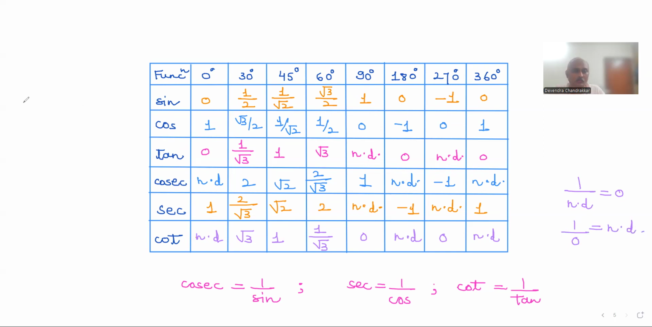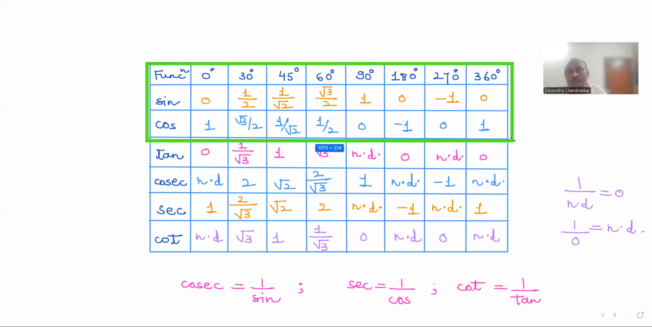Okay. Now, all of you please pay attention. You have to memorize the first three rows only, all the values of the first three rows. Rest all of them can be found using these values. Now how to remember these? So I am giving you a simple method to remember. All of you please pay attention.